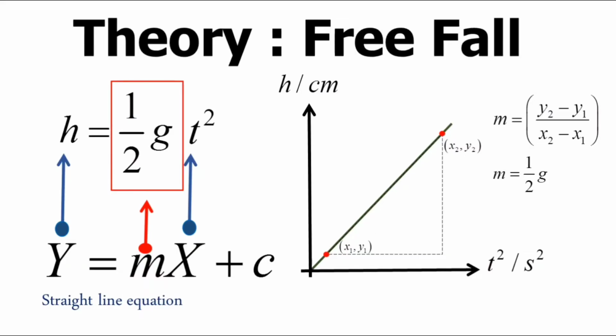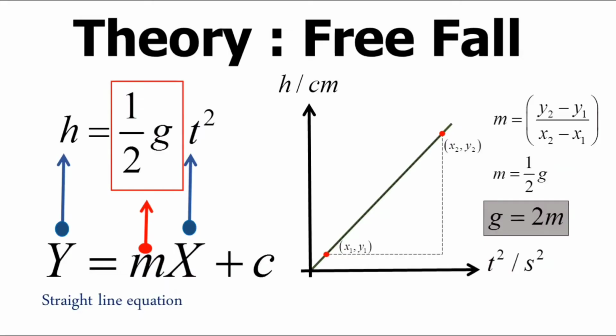Rearranging the equation, we get g equals to 2m. You are going to compare the value obtained from the experiment, which is from the graph, with the theoretical value of the gravitational acceleration. Before we continue with the procedure, I want you to pause the video.